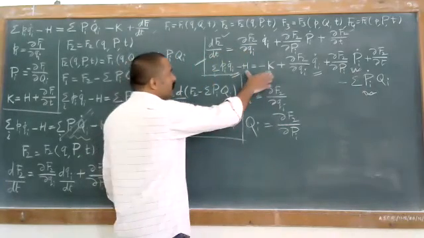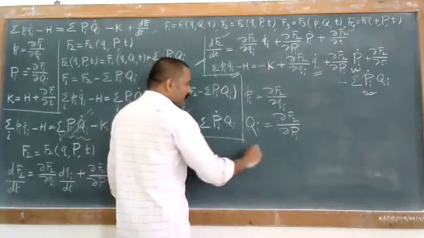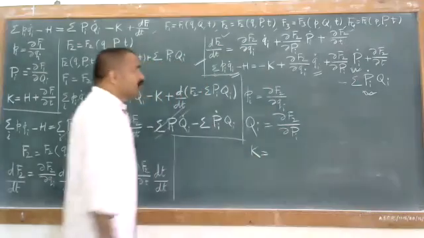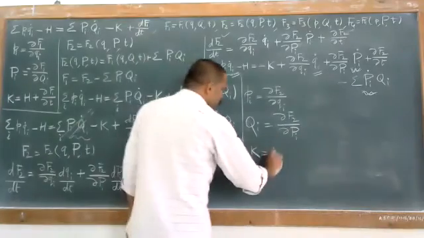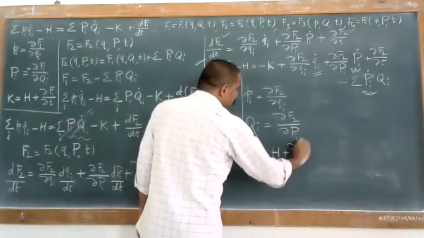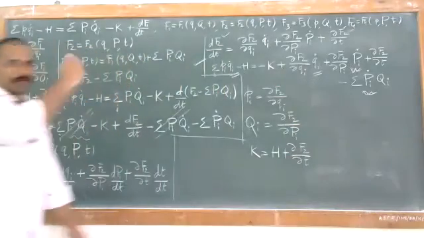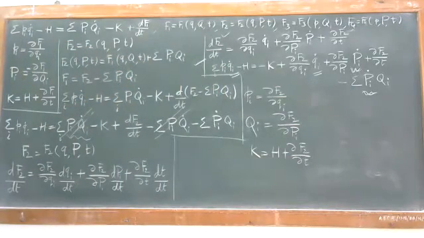So we'll have the term that is like this. So I can write this as K is equal to H plus ∂F2/∂t. Just check it out. We'll have the term that K is equal to H plus ∂F2/∂t.